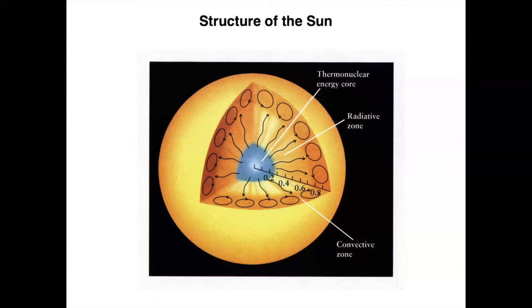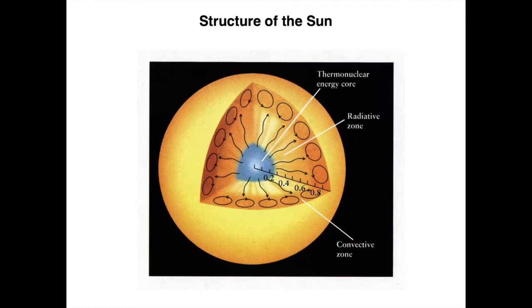Let's look at the internal structure of stars. What you see here is a drawing of the internal structure of the sun. You have the region inside the sun, the core, where the energy is being produced, then what we call the radiative zone, and then the convective zone.